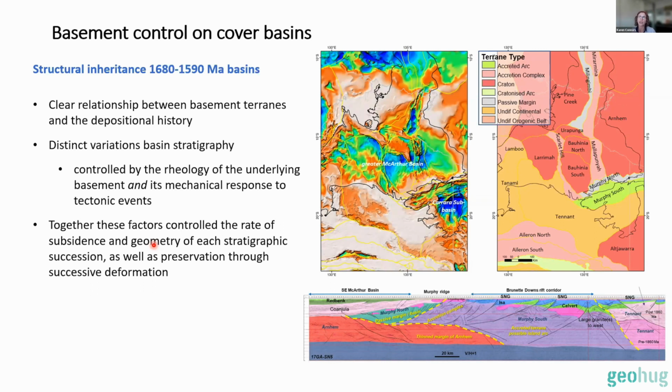So this is key because you can really get predictive. If you can understand this, you go to the covered areas and you can be really predictive on those depocenters, which are key host rocks. So this all began with the identification of the basement terrains and those major boundaries.